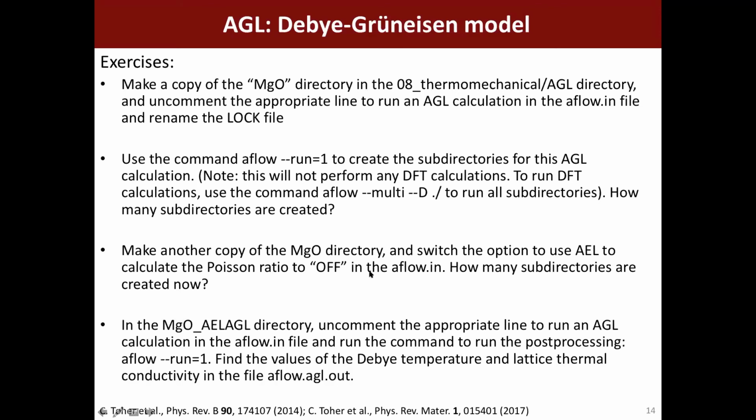And then finally, you go into this MGO_AEL AGL directory. Again, uncomment the appropriate line, rename the lock file, and run the command to run the post-processing. Then you can find the values of the Debye temperature and the lattice thermal conductivity, again from this file, AFLOW.AGL.out.